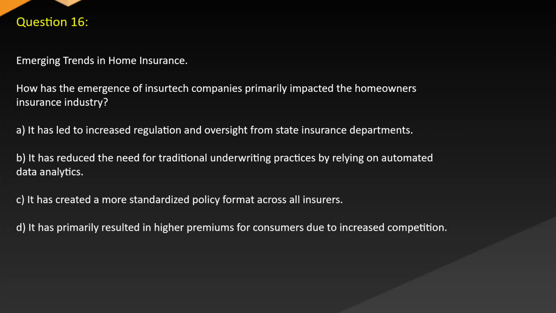Question 16. Emerging trends in home insurance. How has the emergence of insurtech companies primarily impacted the homeowners insurance industry? A. It has led to increased regulation and oversight from state insurance departments. B. It has reduced the need for traditional underwriting practices by relying on automated data analytics. C. It has created a more standardized policy format across all insurers. D. It has primarily resulted in higher premiums for consumers due to increased competition.